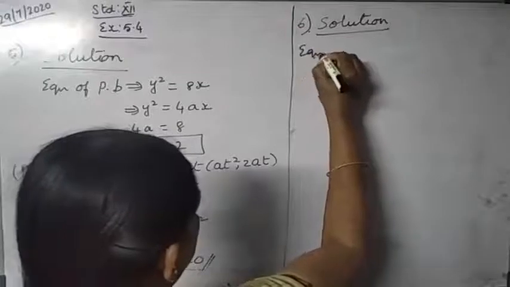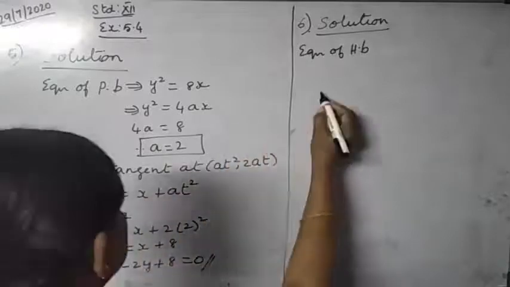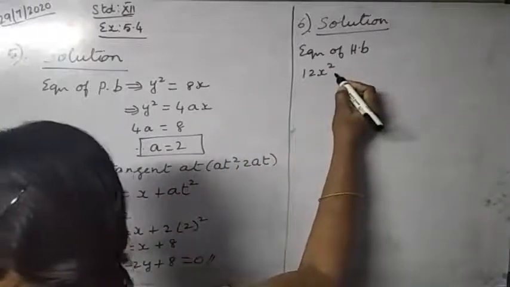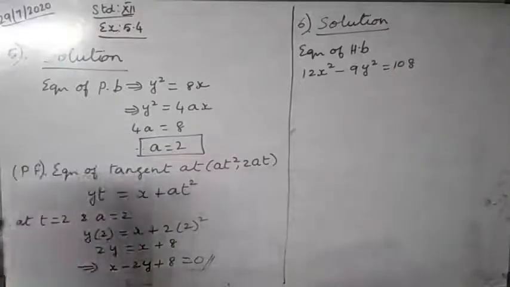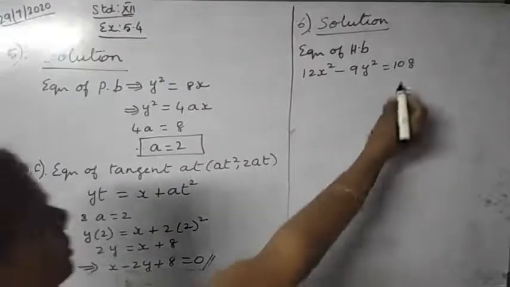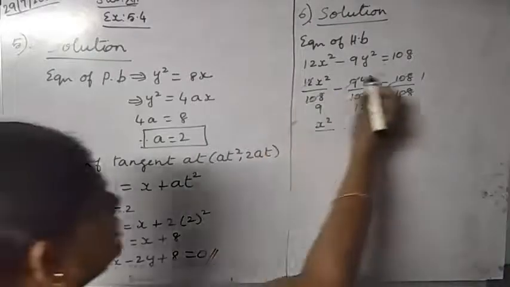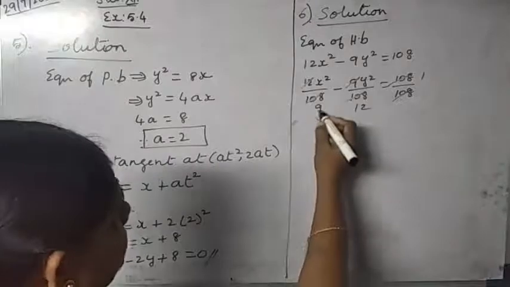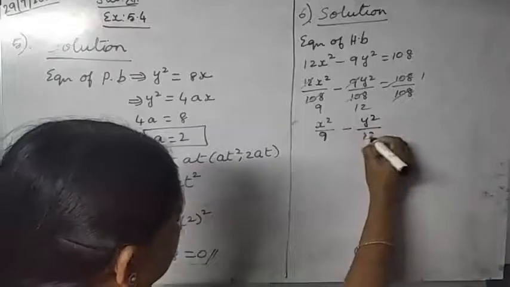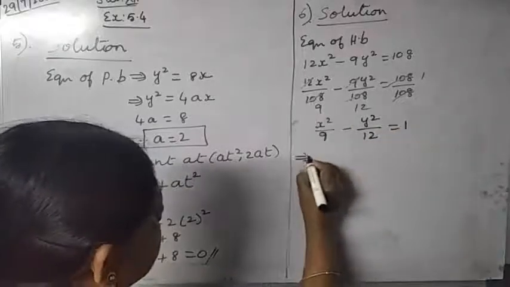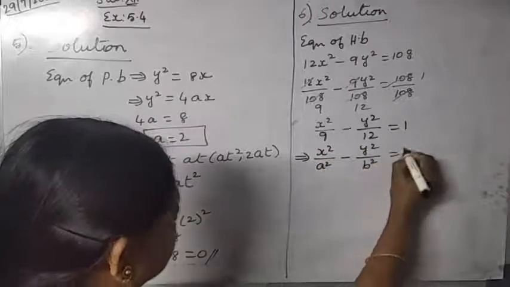At first it is given the equation of hyperbola. So the equation of hyperbola is 12x square minus 9y square is equal to 108. Now we want the standard form, so divide by 108 throughout the equation. So if we reduce the equation like this, we get this standard form, x square by 9 minus y square by 12 is equal to 1. Here, x square by a square minus y square by b square is equal to 1.